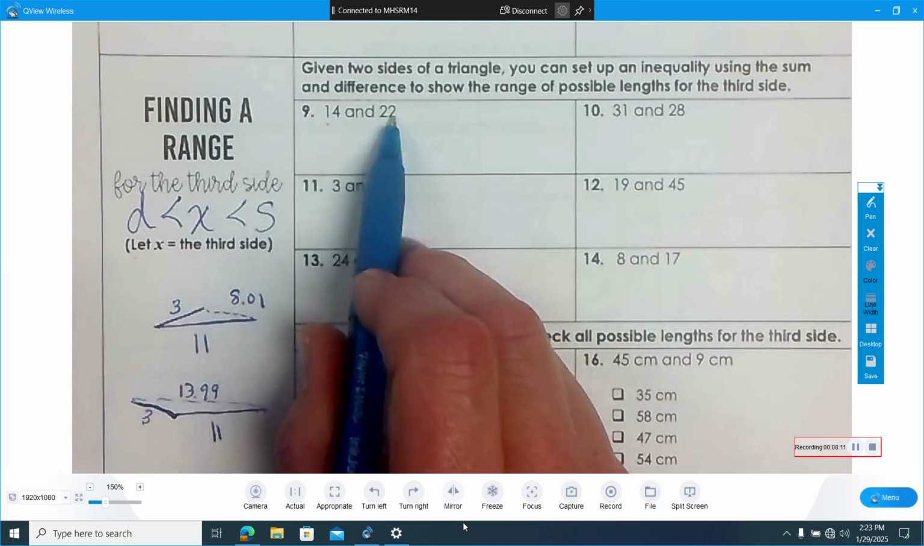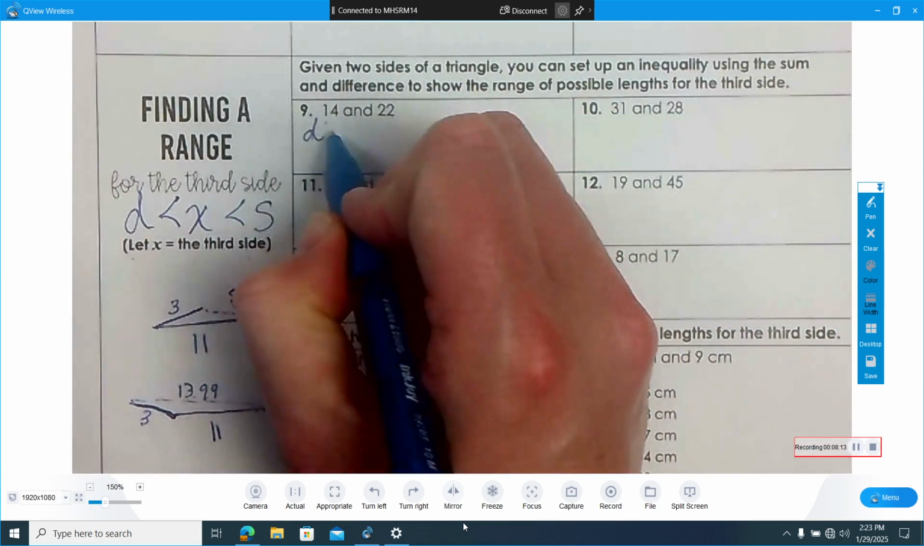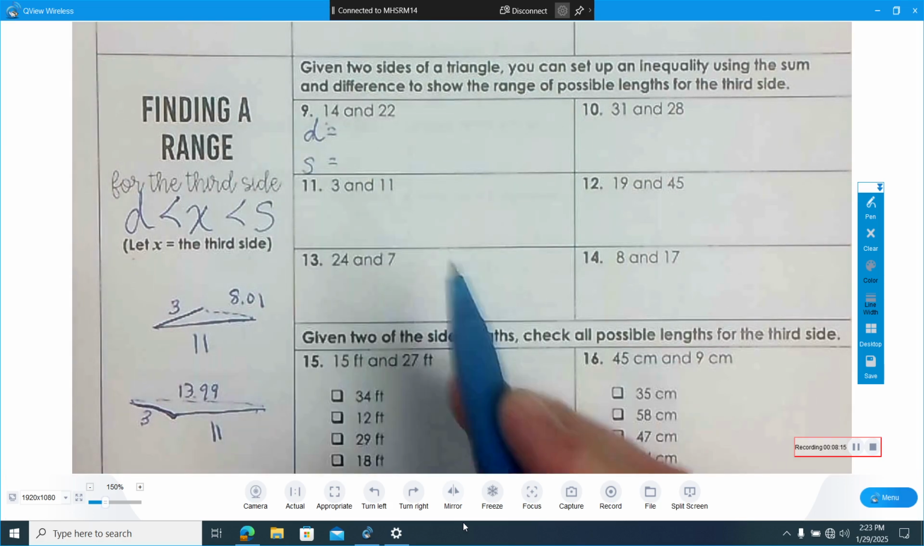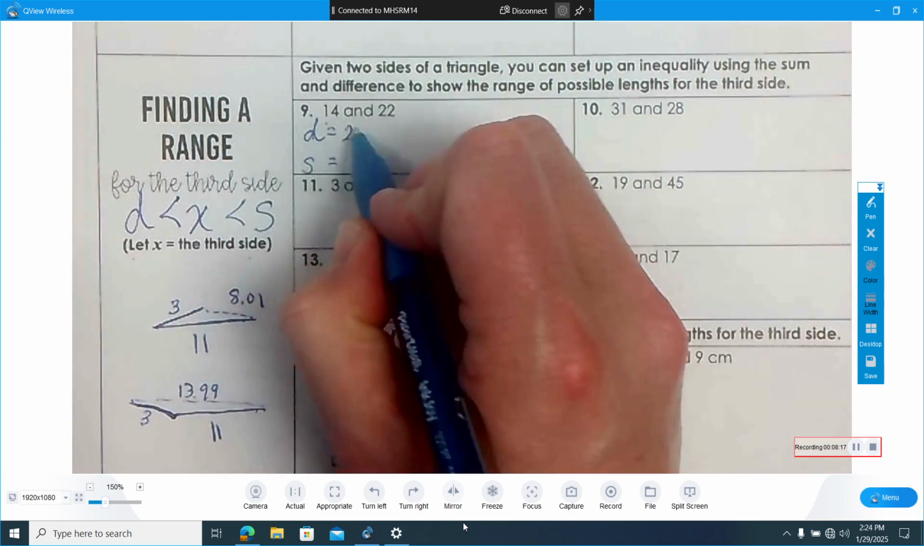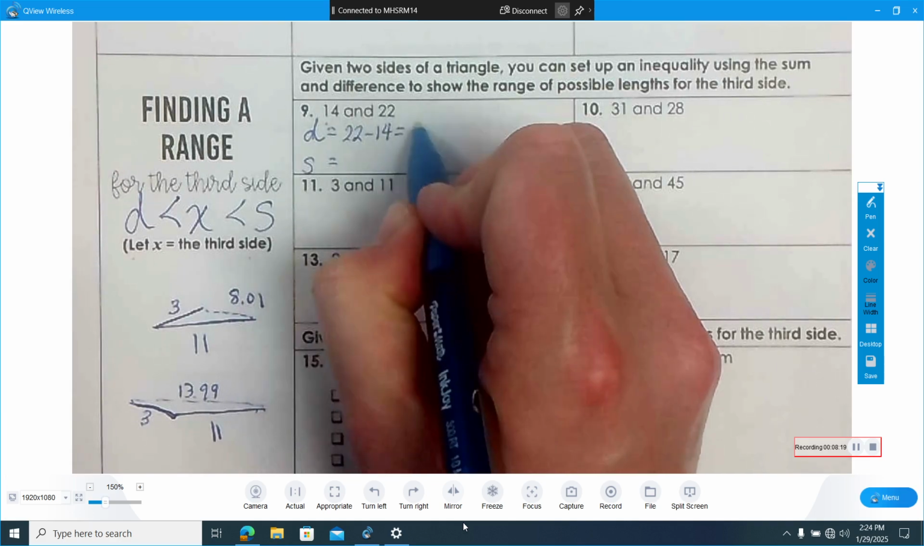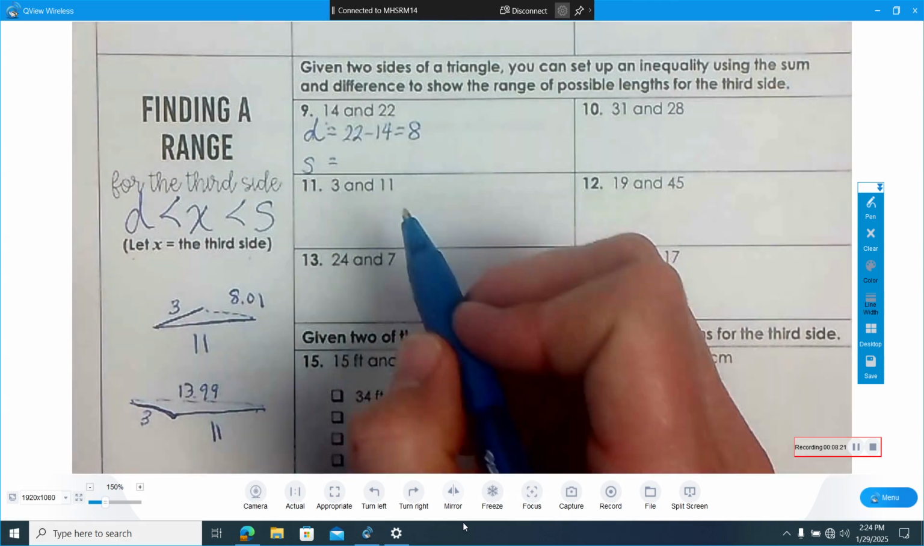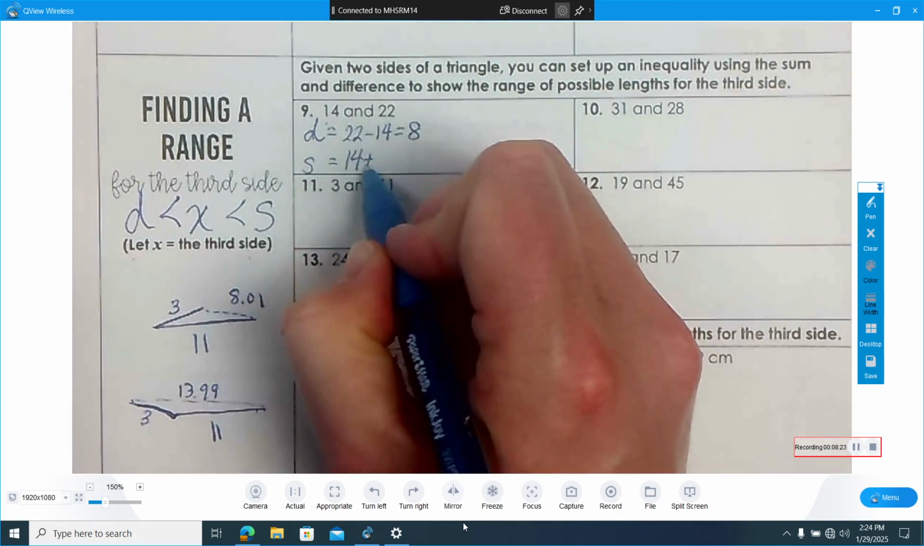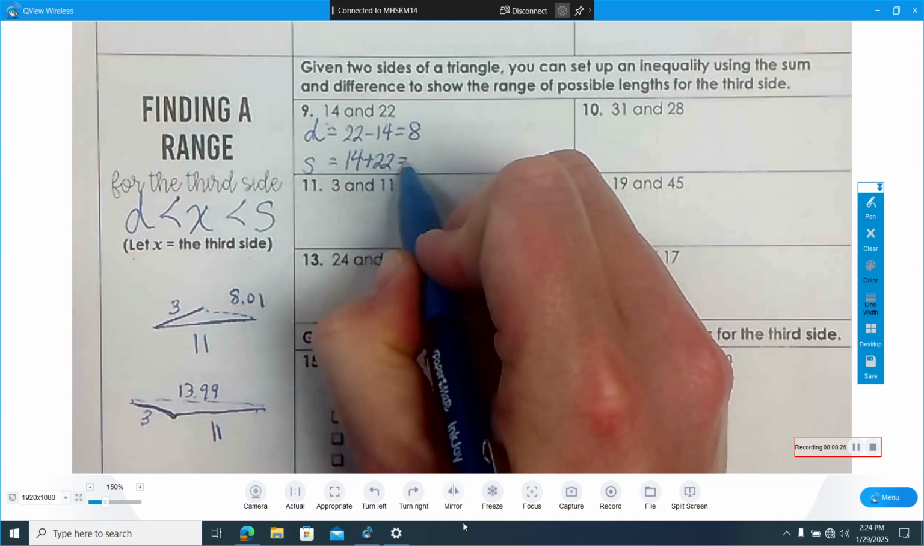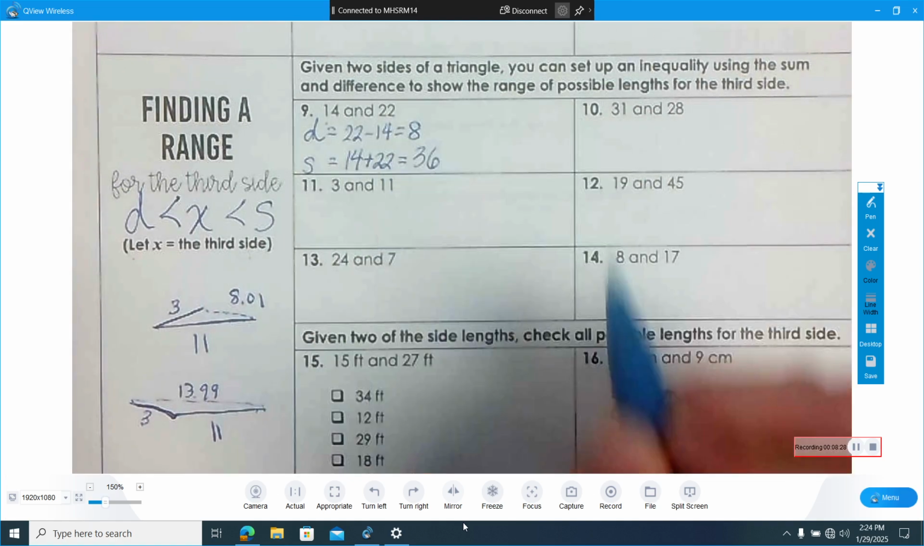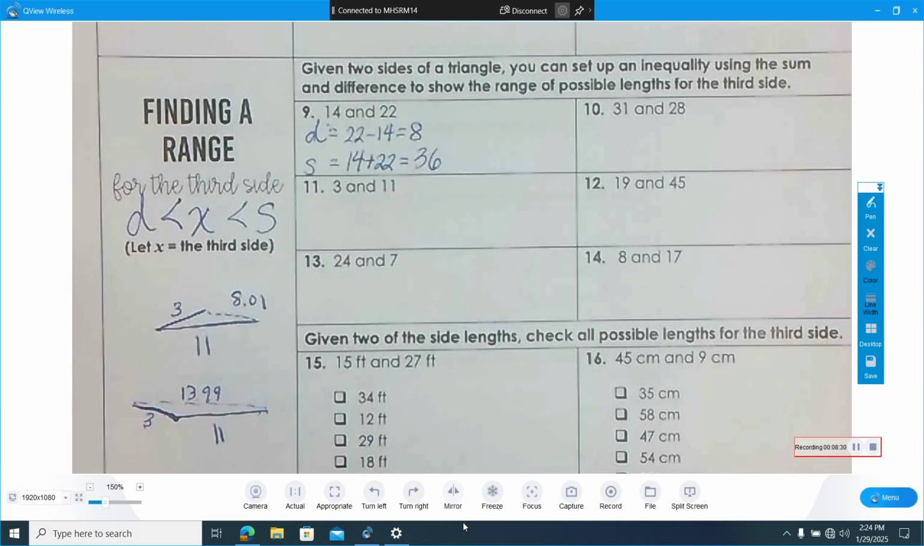So we have 2 sides here, and all I have to do is figure out the difference and the sum. What's the difference? 22 minus 14 is 8. And what's the sum? 14 plus 22? 36. Can you do that in your head, maybe? Yeah, maybe. And that's fine. We're writing it down because this is notes. This is a good place to write everything down in notes, so you can look back later.